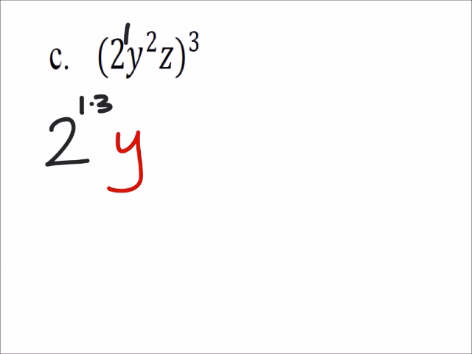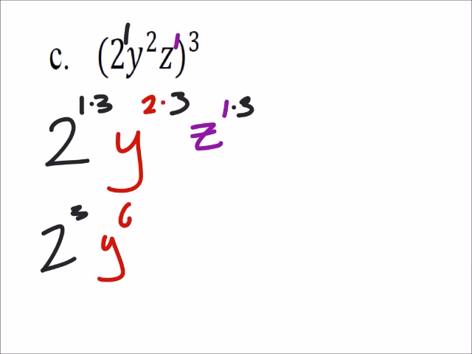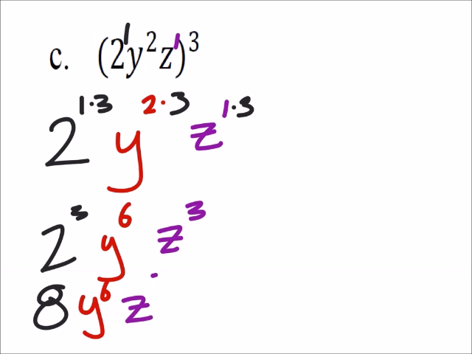So I've got my y squared, but now I've got 3 of these. Then I've got my z, that's to the power of 1, and I should have 3 of those as well. So this gives us 2 to the power of 3, y to the power of 6, and z to the power of 3. And then 2 to the power of 3 is 8. So nothing else to do with these y's and z's.